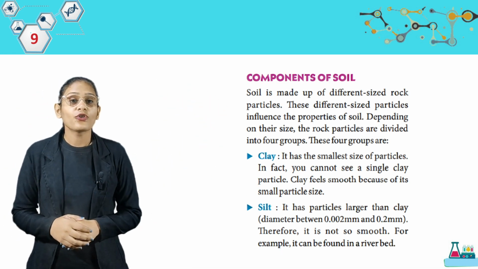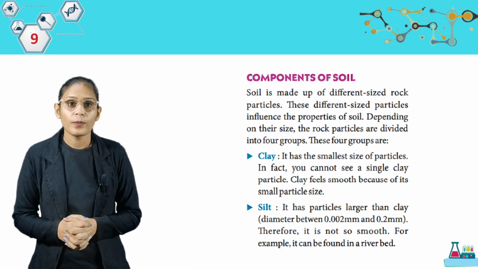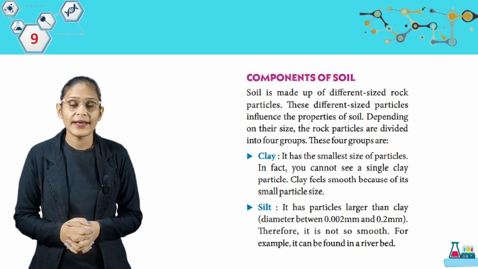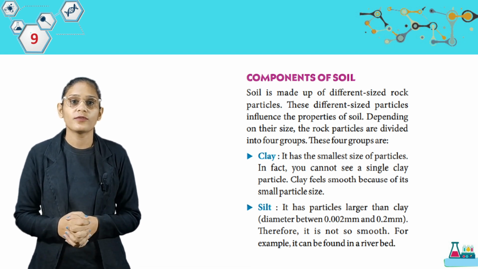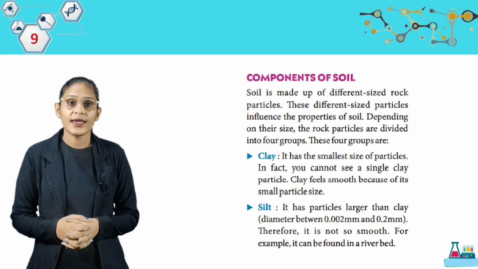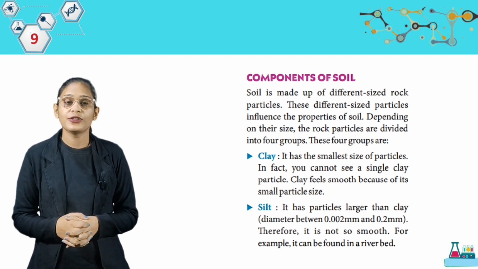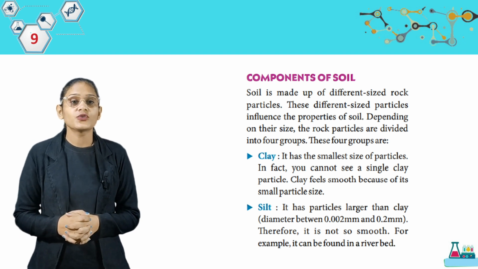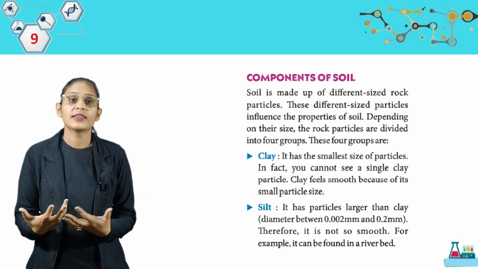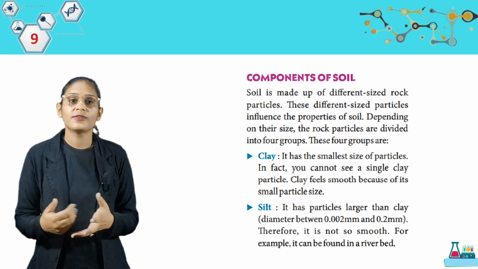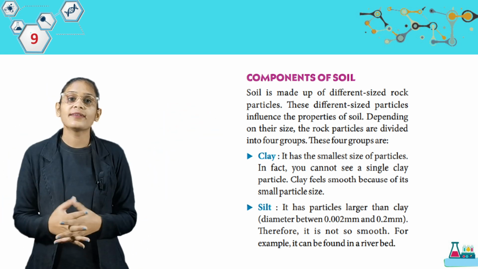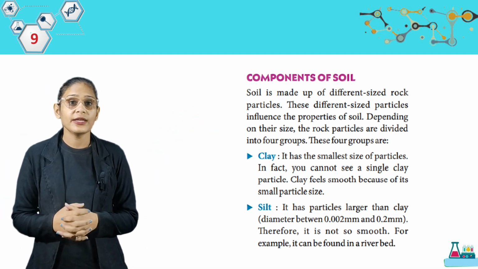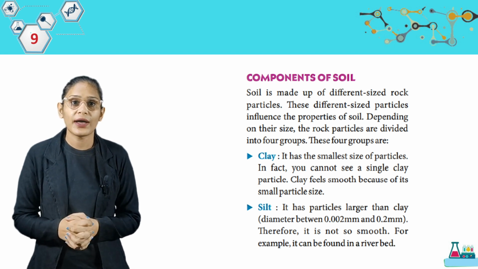Soil is made up of different sized rock particles. These different sized particles influence the properties of soil. Depending on their size, the rock particles are divided into four groups. So students, agar hum baat kare, to soil kya hai, kitne groups mein divide hoti hai? Four groups mein. The first we have clay. It has the smallest size of particles. In fact, you cannot see a single clay particle.